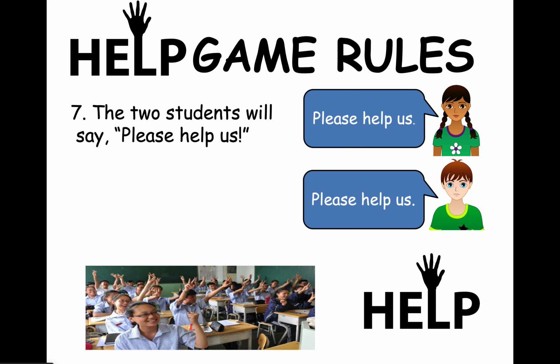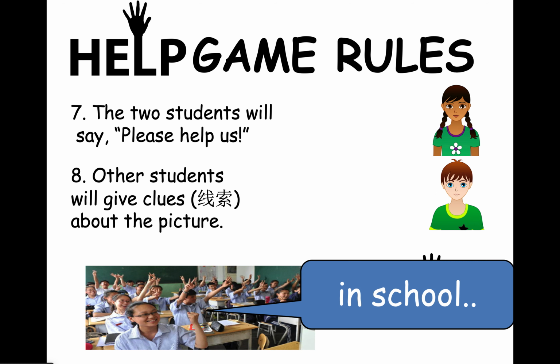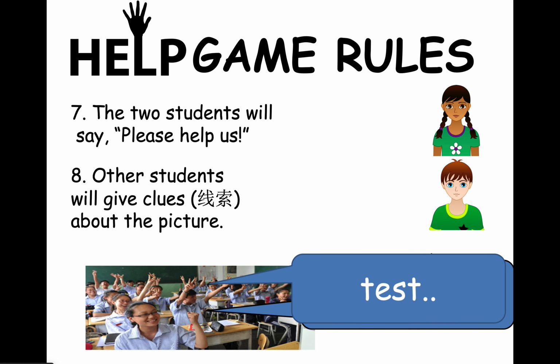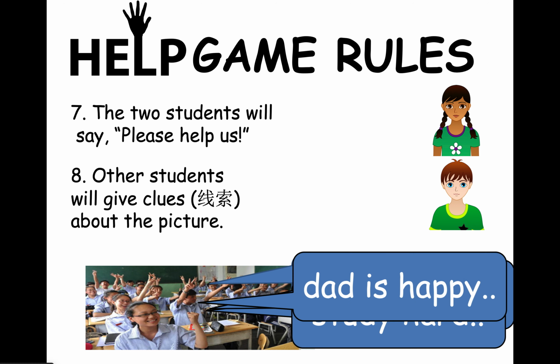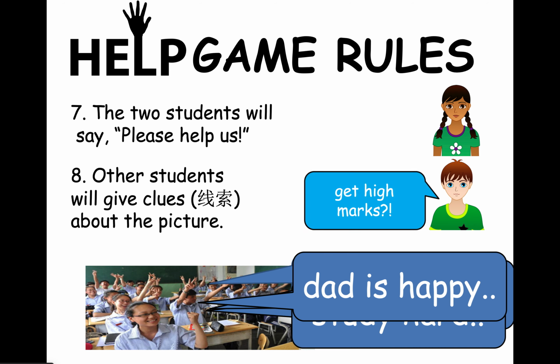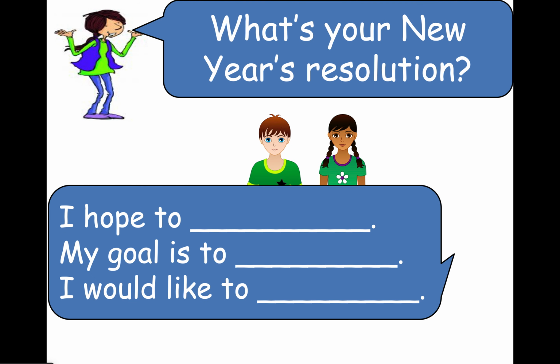And then other students, sitting down students, will give clues about the picture. For example, in school, test, study hard, dad is happy, and the 2 students in the front are thinking, and then finally one says, get high marks, and I say, yes, that is correct. He's the winner, okay? Now, this is the way I'll explain the game visually to them. Then I'll bring 2 students up, and we'll do it like a trial run with 2 students, okay?